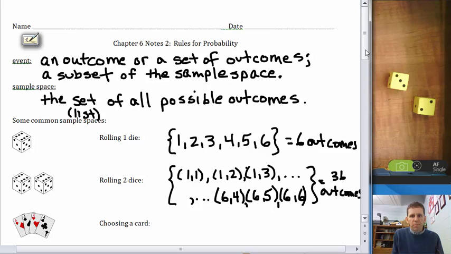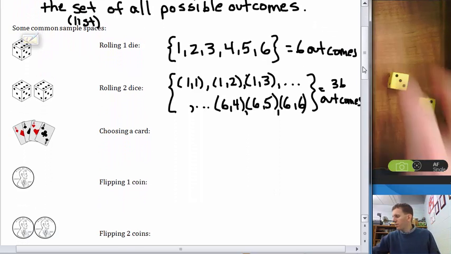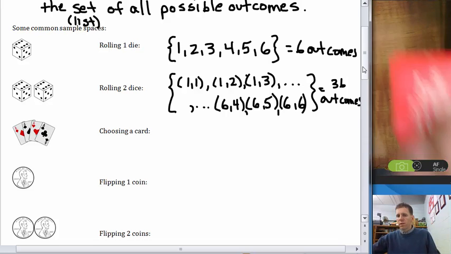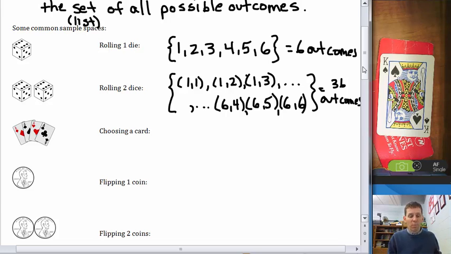Choosing a card. Now when you're choosing a card, we know there's a whole bunch of different outcomes that are possible. Here's our deck of cards. Flip one over, King of Spades. That is one possible outcome. Now in a standard deck of cards, if you have a 52 card deck, obviously there are 52 different outcomes.